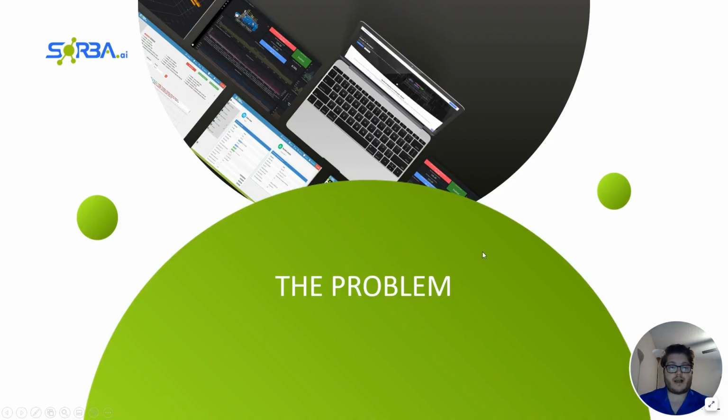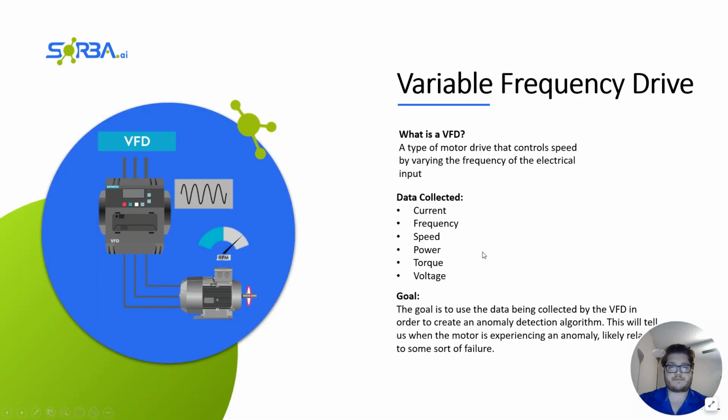Today I want to go over what problem we'll be tackling. We'll be doing predictive maintenance for a variable frequency drive. A VFD is a type of motor drive that controls the speed by varying the frequency of the electrical input. For this application, we'll be collecting these tags: current, frequency, speed, power, torque, and voltage. Our goal is to use this data collected by the VFD to create an anomaly detection algorithm that will tell us when the motor is experiencing an anomaly, and typically that anomaly would be related to some sort of failure.